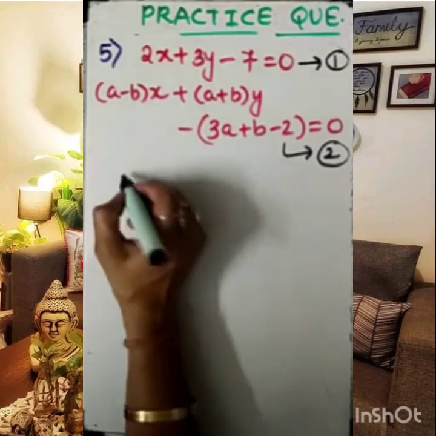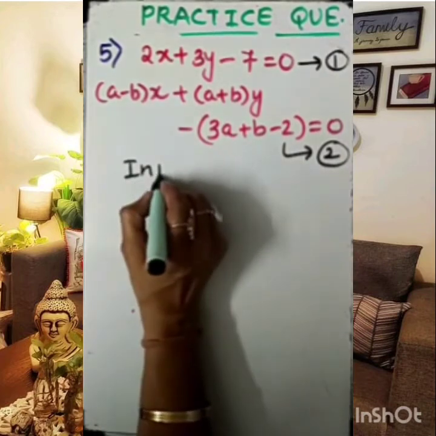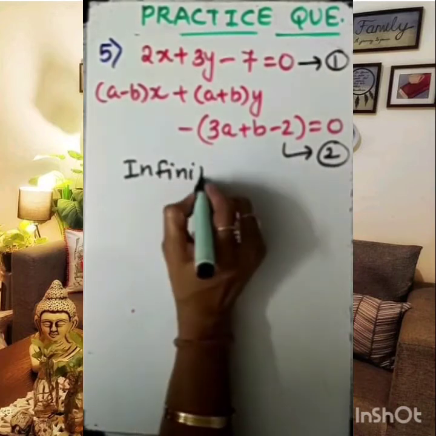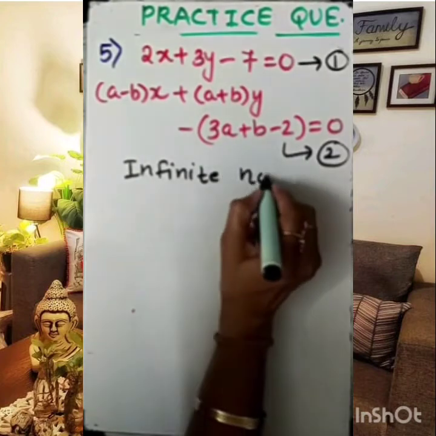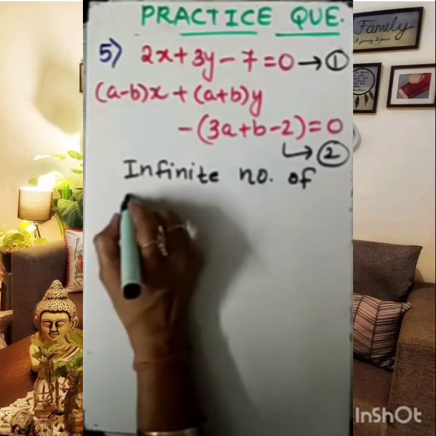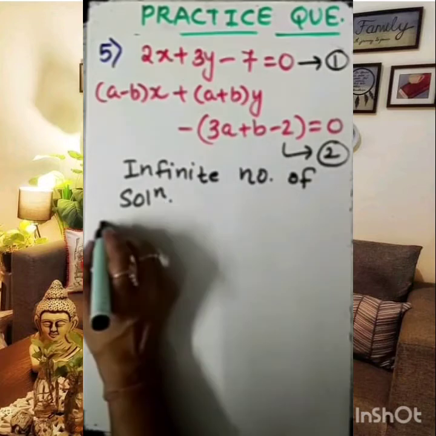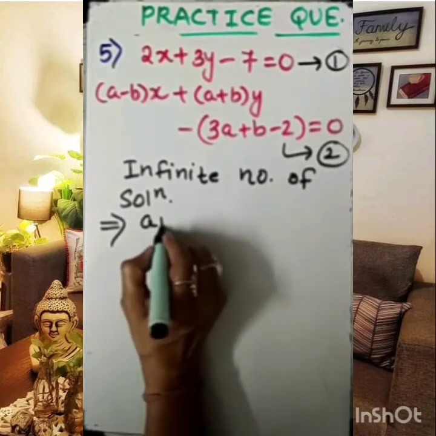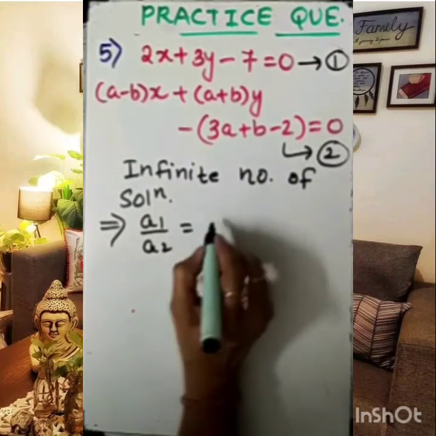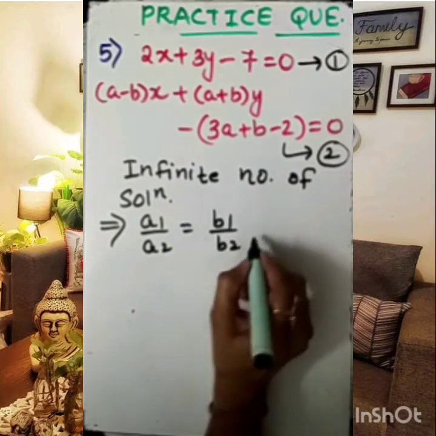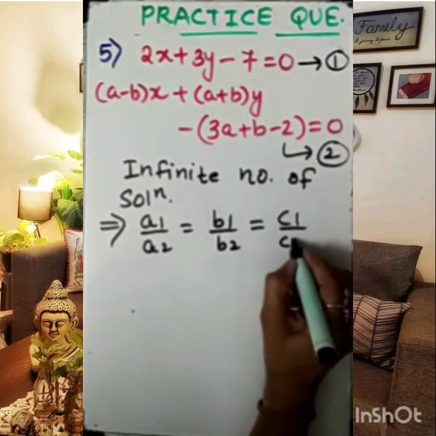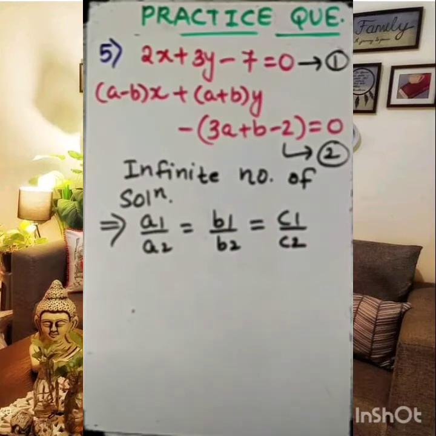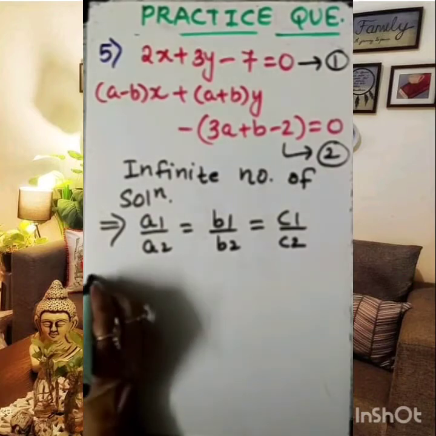Now, as the question says infinite number of solutions, what does it indicate? You know very well. It implies that a1 by a2 equals b1 by b2 equals c1 by c2. In the case of infinite solutions, all three ratios must be equal.